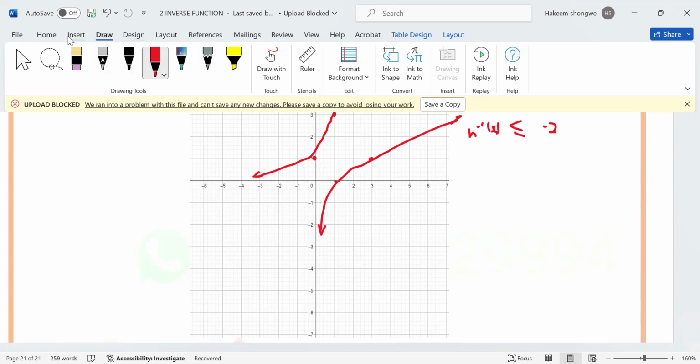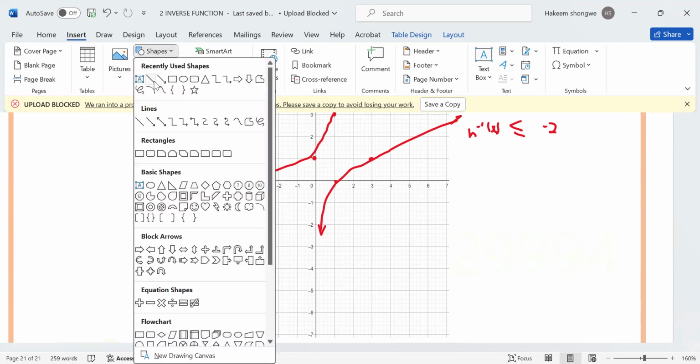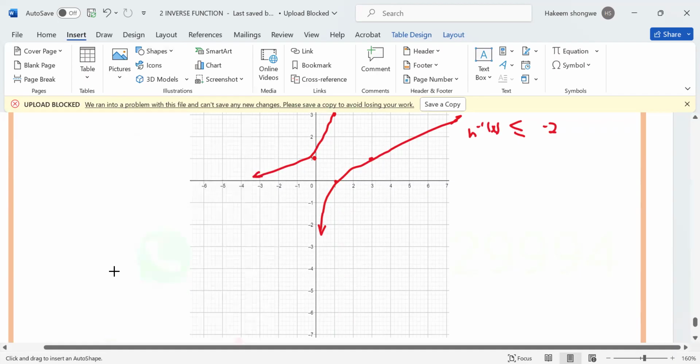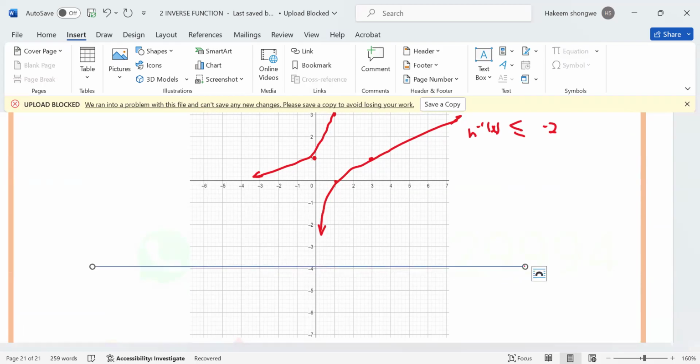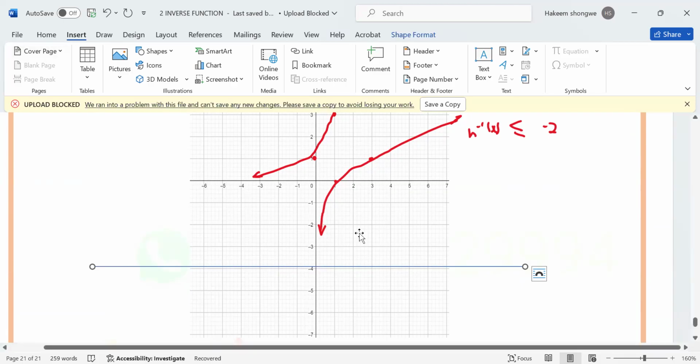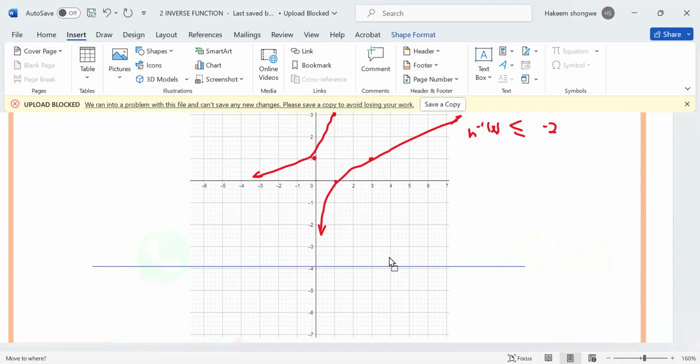If you take a horizontal line, it's like y = -2 is the frame of reference. So you say, okay, I have a horizontal line. From this horizontal line, they want us to concentrate on minus 2. That's what they are saying. So we're going to take this and go to minus 2.